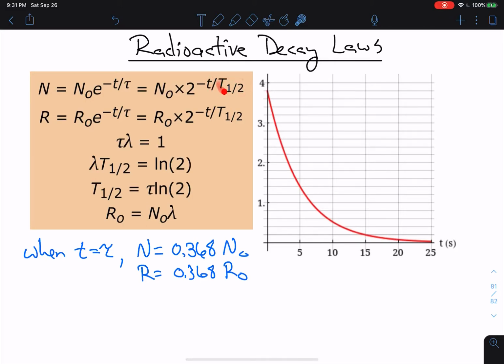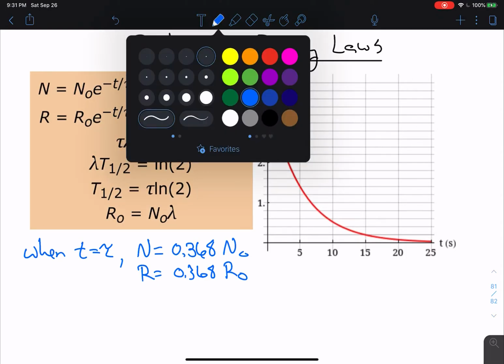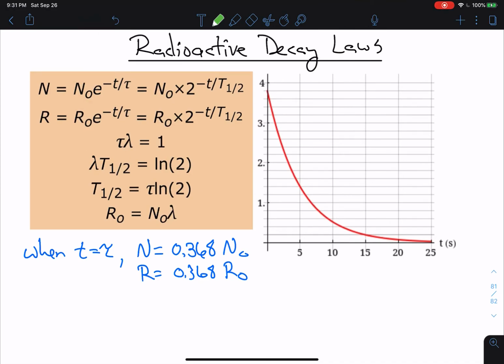Now this is the half-life. The half-life is how long until half of the original amount remains. So let me give you an example. Let's say I start out, and this is going to be an idealized example, with 400 atoms. And let's say the half-life is 1 hour. Well, then after 1 hour, I should have 200 atoms.